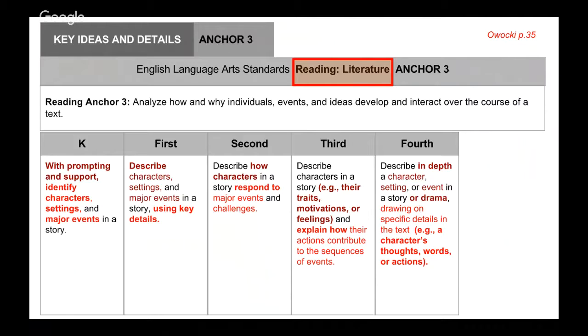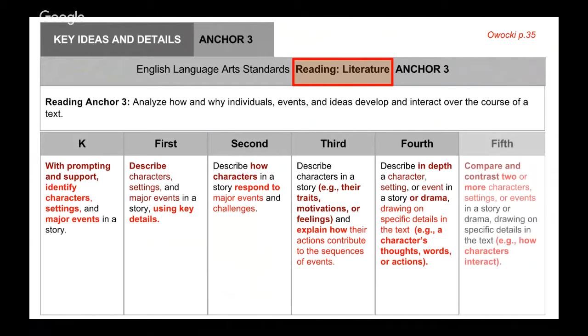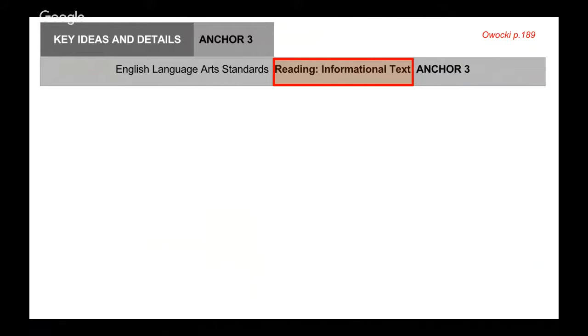4th grade, you're describing in depth either a character, a setting, or an event in either a story or a play, and you are citing evidence of the character's thoughts, words, and actions. And then lastly, in grade 5, compare and contrast 2 or more characters, 2 or more settings, 2 or more events, and you're looking at specifically how characters interact.